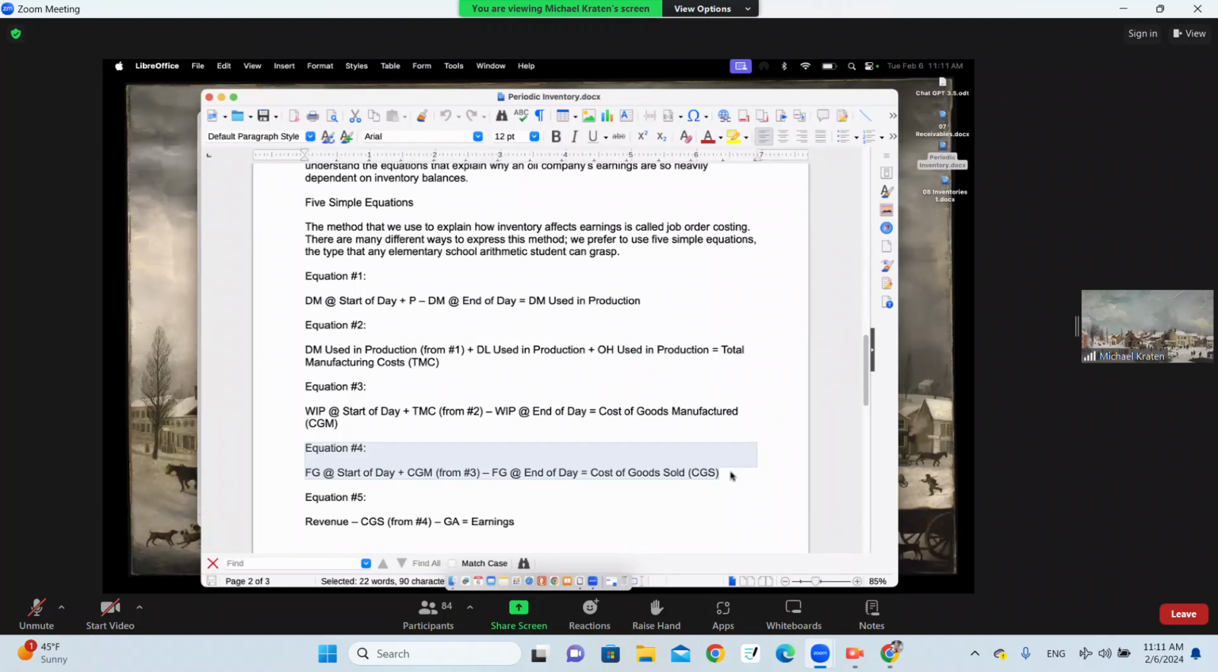Equation 4 says, it's great that we now know how many clay pots, or the value of the clay pots, that we will finish today. That's cost of goods manufactured. But remember, we're not just trying to manufacture and finish clay pots, we actually want to sell them. And so the cost or the value of the clay pots that we expect to sell today, cost of goods sold, is equal to this expression.